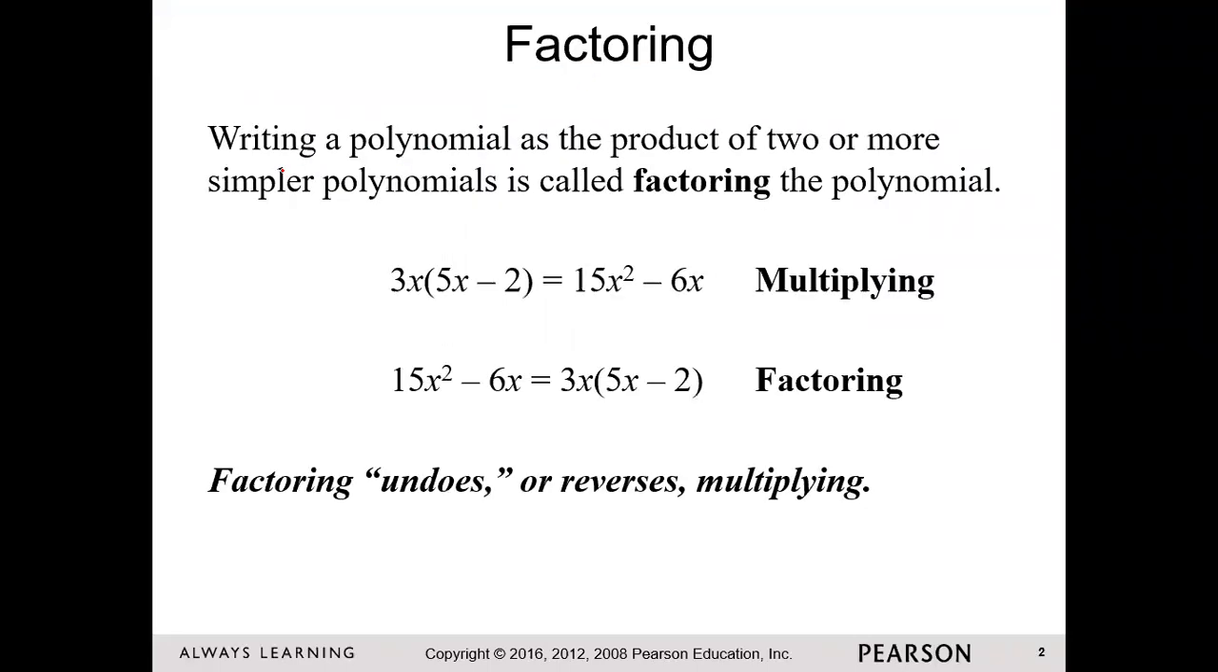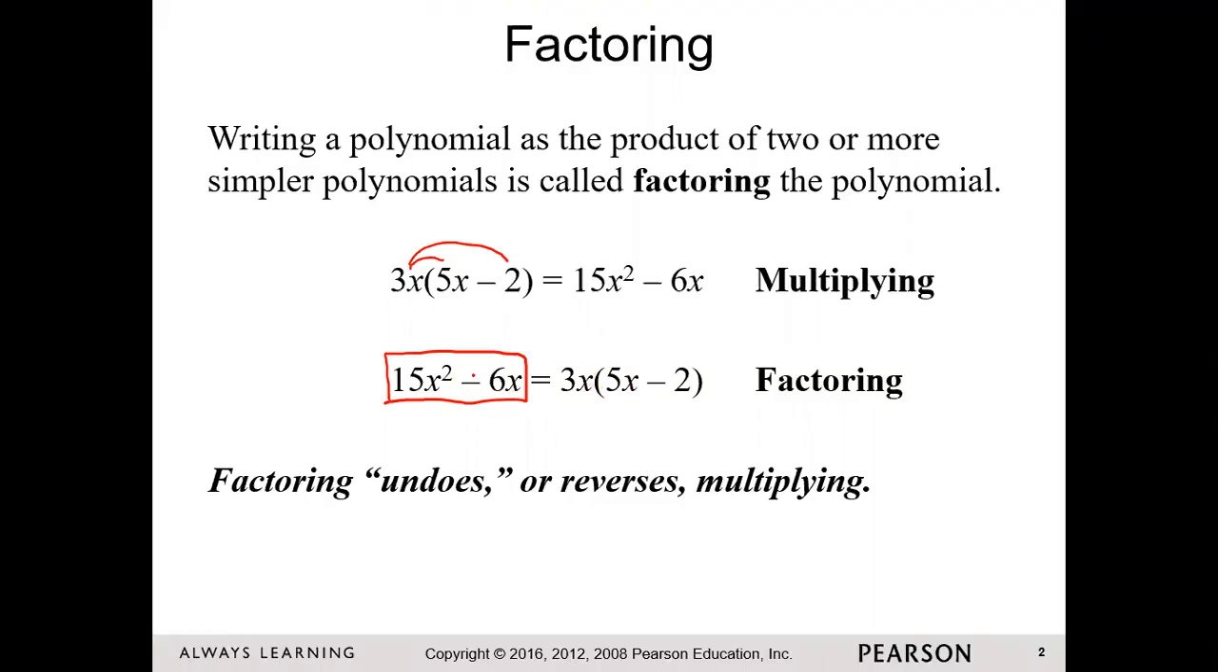All right, so what is factoring? Factoring is basically undoing the multiplication that we did in the previous chapter. So we know that if we have this 3x on the outside here, we can distribute that 3x into the 5x minus 2, and that's going to give us 15x squared minus 6x. Well, in this chapter, we're going to start with this end result here, and we are going to have to figure out what we multiply together to get this.